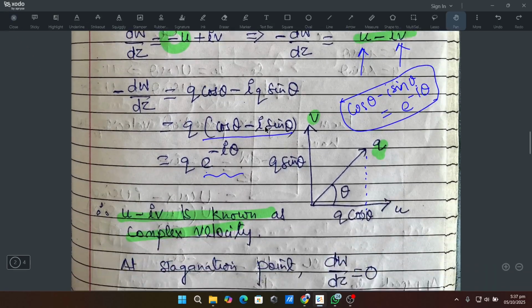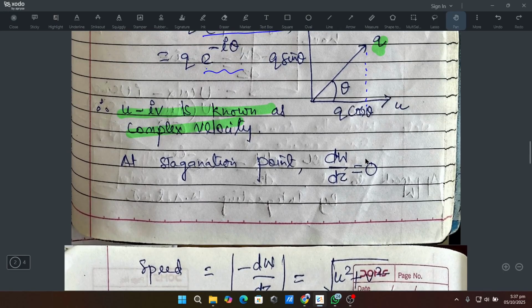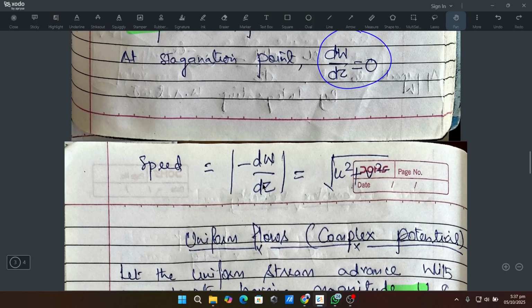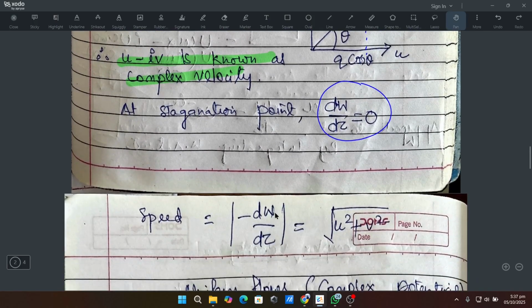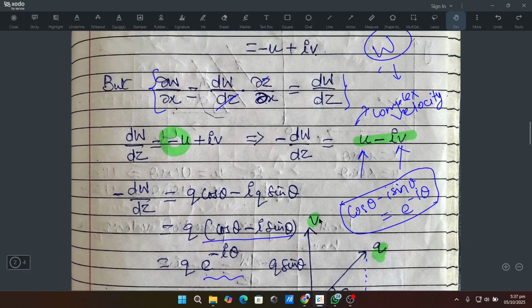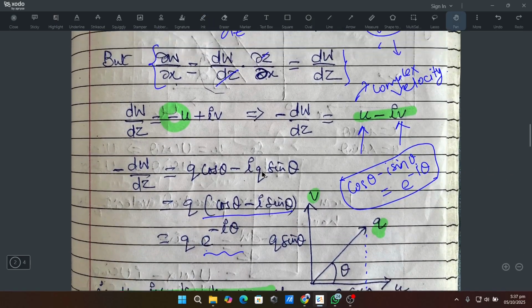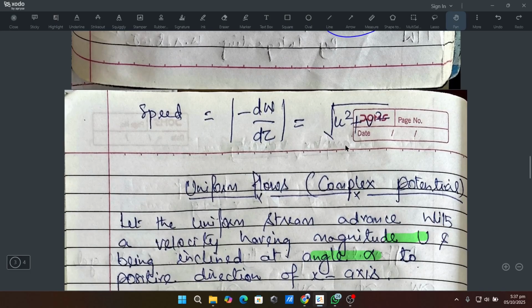So what you need to keep in your mind here are some points. Stagnation point: at this stagnation point, dw/dz is equal to 0, and the speed is basically given by dw/dz. If you take the modulus of this dw/dz, what is mod dw/dz here? This is dw/dz, right? That is, negative dw/dz is equal to what? Minus u minus iv. So from here, if you try to take the value, you can get it very easily, and this is root over u squared plus v squared, and this is basically our speed.